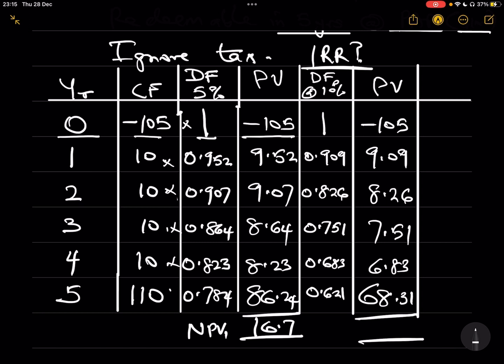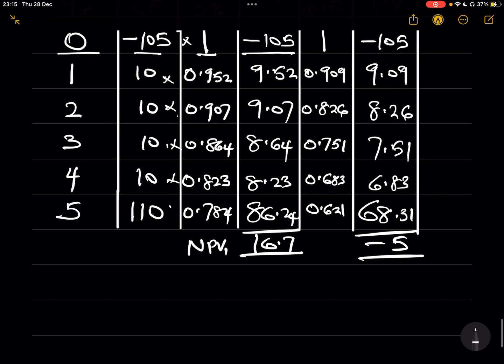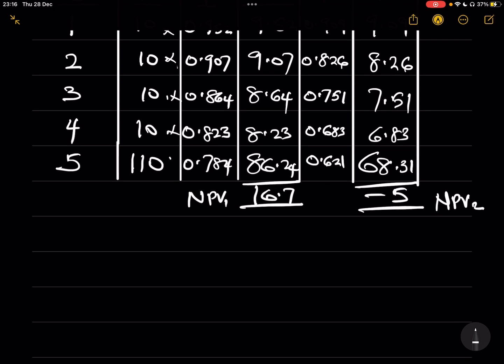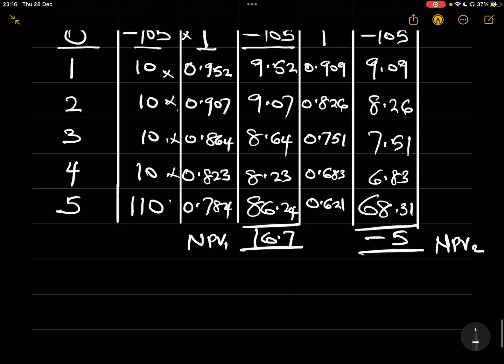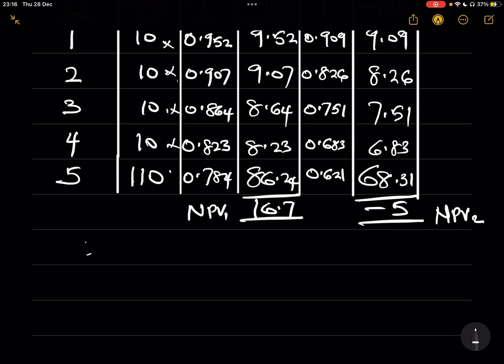Let's get the second NPV. So 68.31 plus 6.83 plus 7.51 plus 8.26 plus 9.09 minus 105, and that gives us minus 5. So this is our second NPV. So we have two NPVs now. Now it's time to calculate IRR, because we've done trial and error twice with 5% and with 10%, and we've gotten those two NPVs.